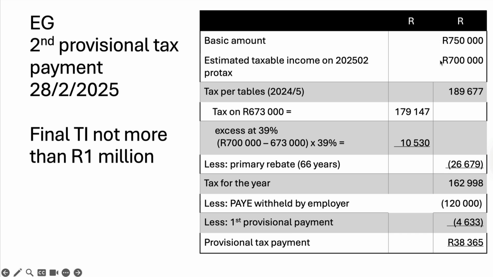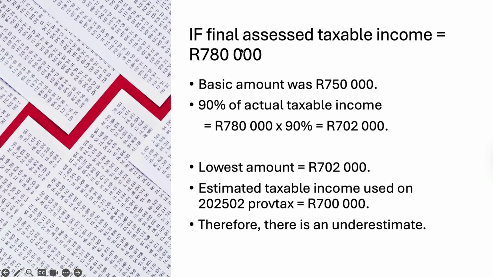All right. Now, the thing is, has he underestimated? Well, think about the threshold. Taxable income below R1,000,000. His second estimate should not have been less than the lower of 90% of final assessed taxable income. We'll come to that one. Or the basic amount. Well, he's certainly gone below the basic amount. When we come to his final assessed taxable income, let's assume it comes out at 780.